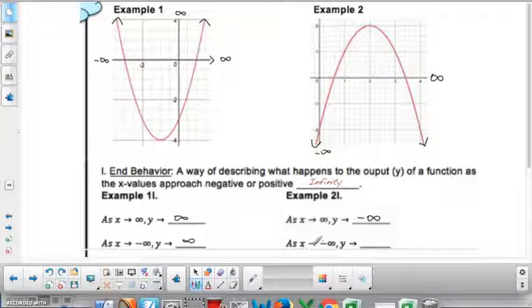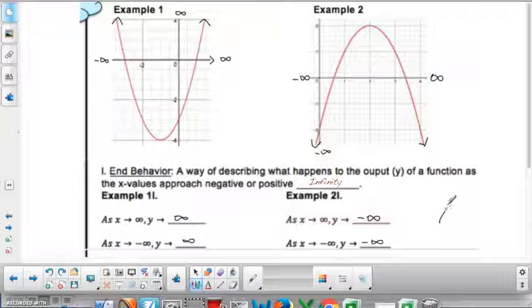As x approaches negative infinity, so as I go to the left, y approaches what? Well, as I go to the left, this thing is also pointing down, which means as x approaches negative infinity, y is also approaching negative infinity. And that's all there is to it. End behavior is really quite simple.